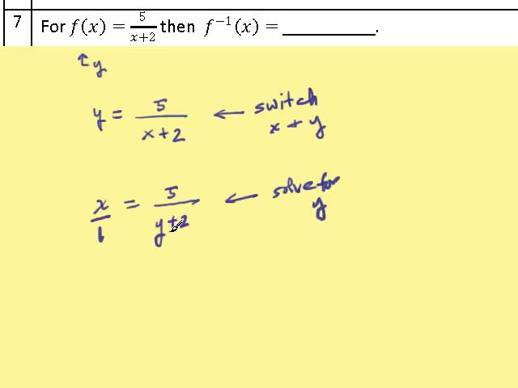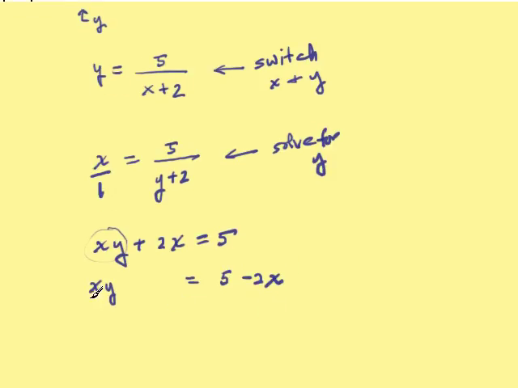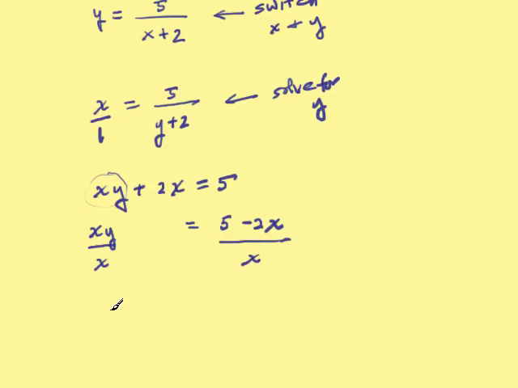All right, so I'm going to do this by cross multiplying. So we have x times y plus 2x is equal to 5. Let's isolate the term with y because we want to solve for y. So we're going to subtract 2x from both sides. And now let's solve for y, divide both sides by x. And we have that y is equal to 5 minus 2x over x. And now let's use the f inverse notation instead of y. So finally we have f inverse of x is equal to 5 minus 2x over x.